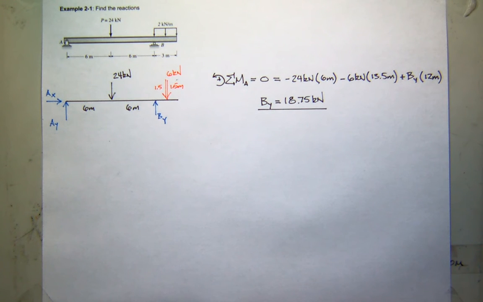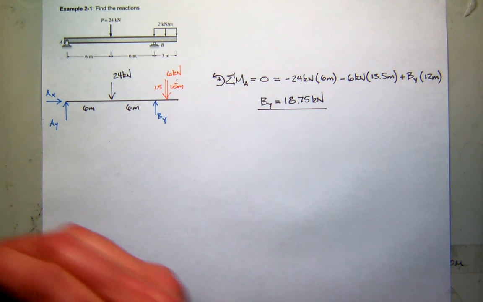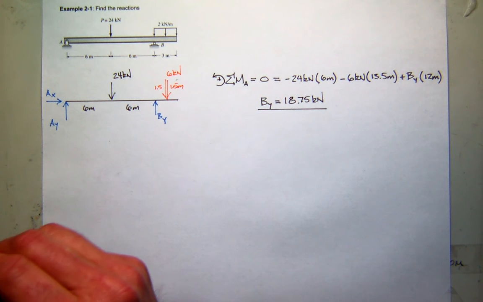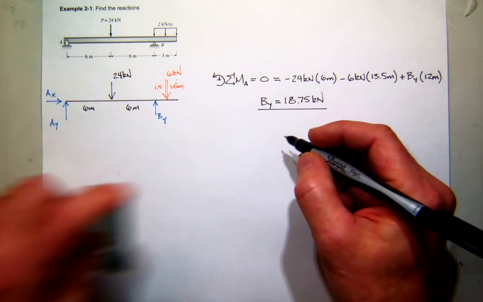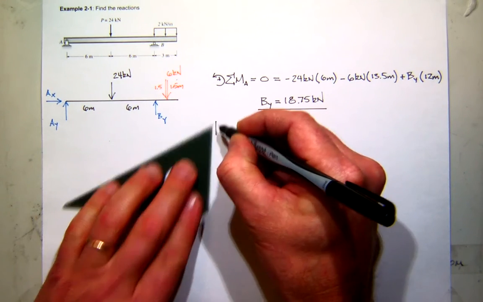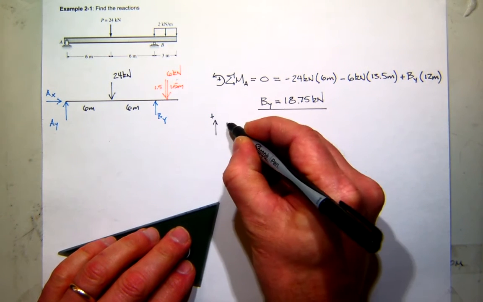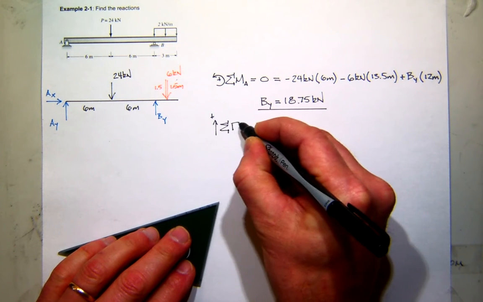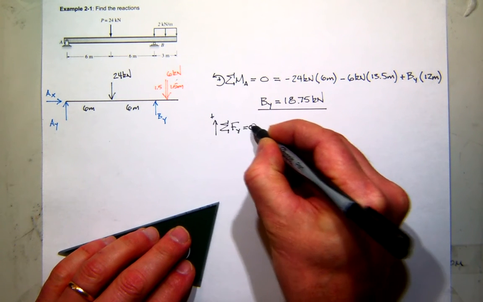So what can I do next? Got two equations left. Which one do you want to use first? Some forces in the X, some forces in the Y. Want to do the Y? Great. I like to assume up for positive, so I'm going to sum forces in the Y direction.